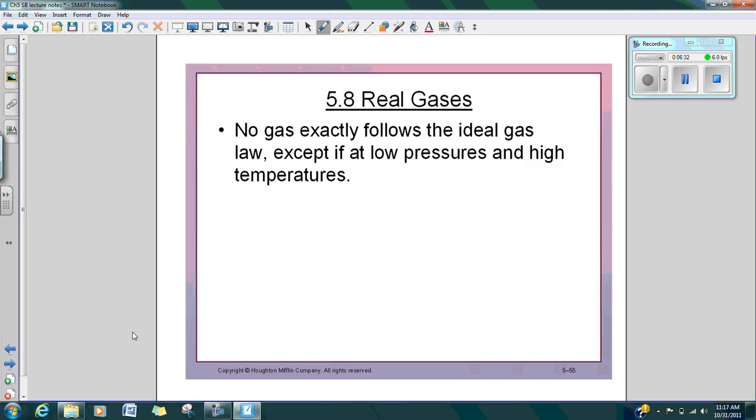So we've been talking all along about ideal gases. Now we're going to talk about real gases, which are very, very difficult to study. Thank goodness we don't have to do that. It says no gas exactly follows the ideal gas law except at low pressures and high temperatures. Very important to remember: low pressure and high temperatures. At this time, we can assume that we'd have virtually no interactions between the gases, and that's helping us to analyze them as an ideal gas.